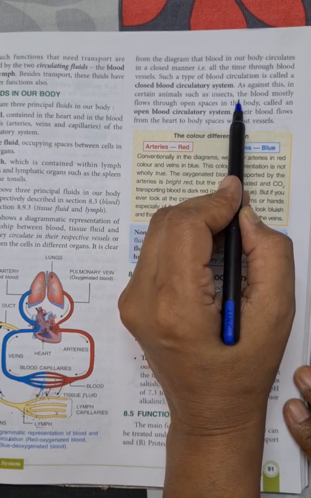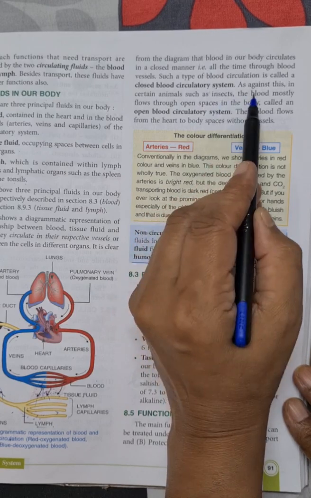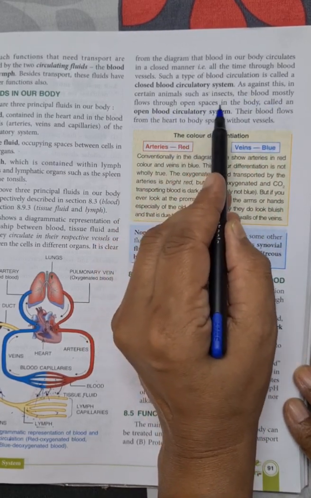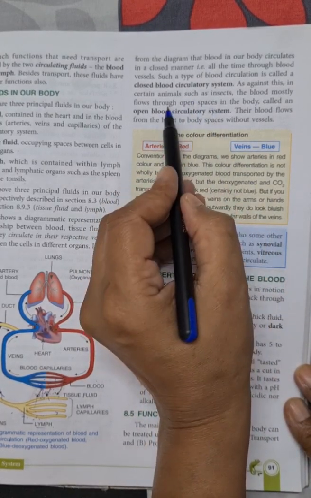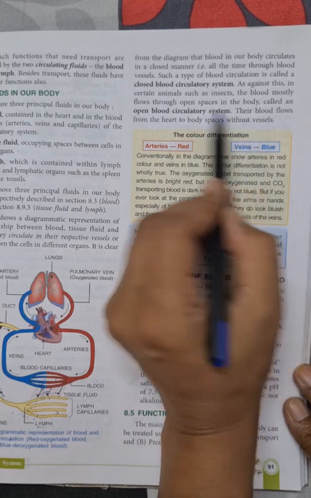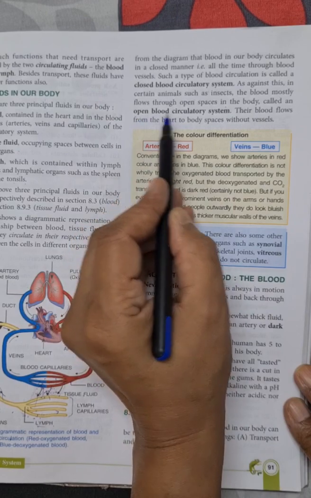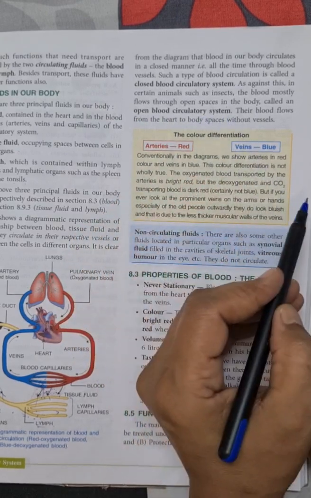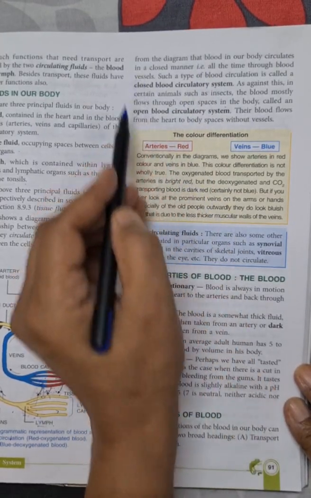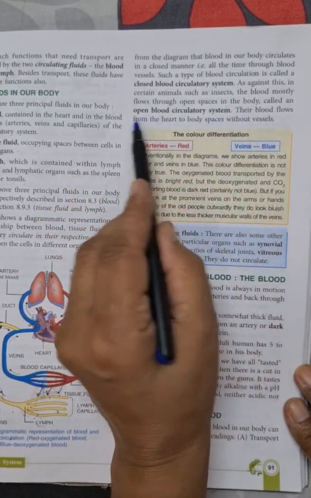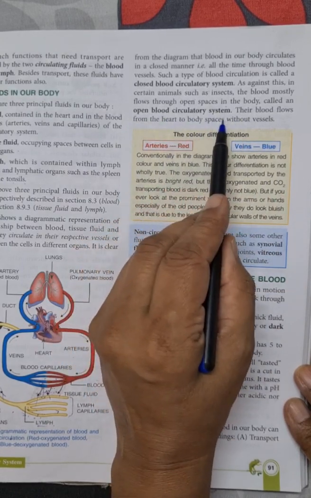There is another blood circulatory system also. In some animals like insects, blood mostly flows through open spaces in the body. That system, in which blood is not flowing through blood vessels but through open spaces, is called open blood circulatory system. In closed blood circulatory system, blood vessels are present, like in humans. In open blood circulatory system, blood vessels are not there. Blood is flowing through the open spaces which are present in between the cells.